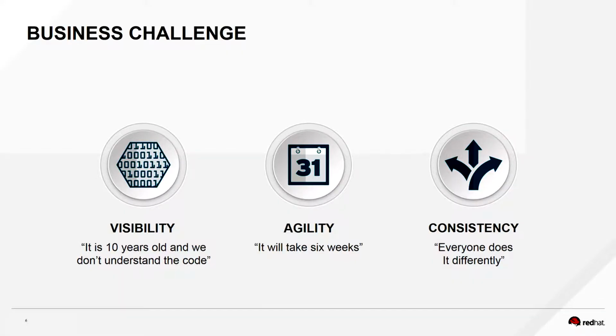So we like to think of three primary value propositions that business rules management brings to the table, and we have them up here: visibility, agility, and consistency.